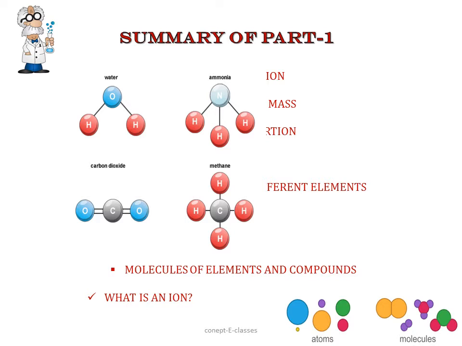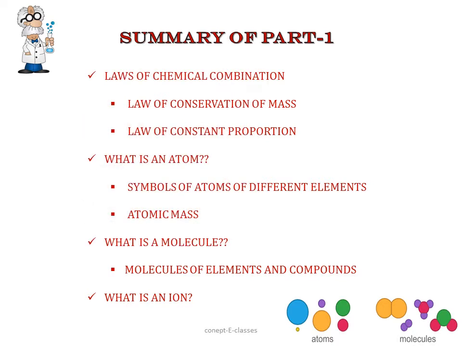Then we studied the molecules of elements and molecules of compounds, and lastly we studied about ions. What was an ion? An ion was an electrically charged atom or a group of atoms. Negatively charged ions are called anions, and positively charged ions are called cations. So this is all what we have studied in part 1.